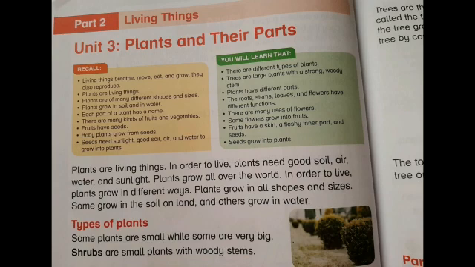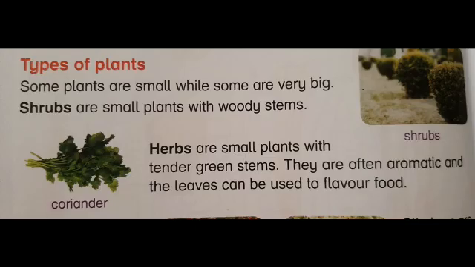You may see that plants grow everywhere in the world. They grow all over the world. Plants grow in different shapes and sizes depending on their type. Different types of plants and their parts have different names. Some grow in soil, some grow in water, and some grow in deserts. Dear students, plants are of different kinds and different sizes. Some are very small and some are very big.